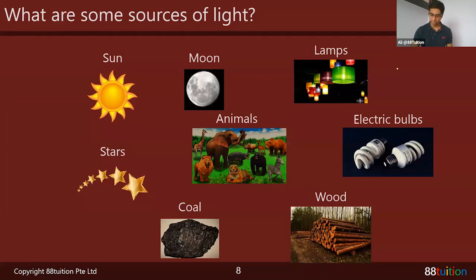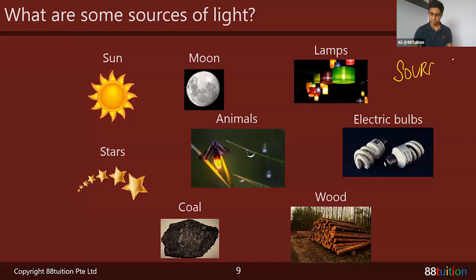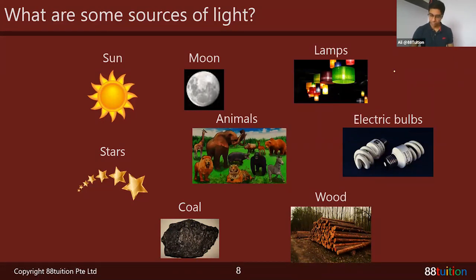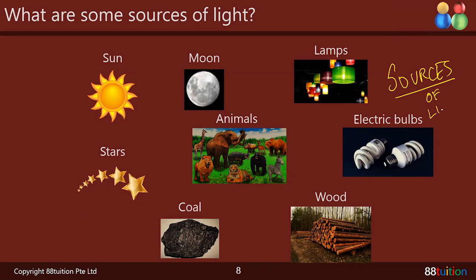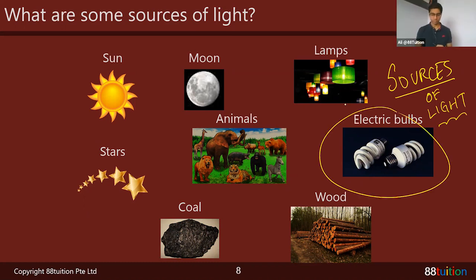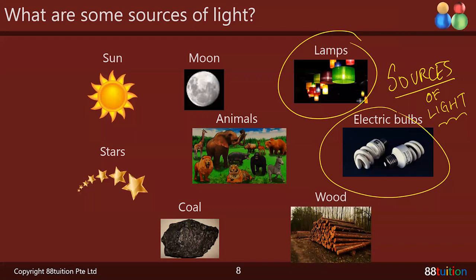So I'm going to write down sources. Since you are in P6, you should tell me what's the difference between a source and a non-source. The light bulb is a source of light. Okay, and what else? The lamps is a source of light. The sun is a source of light. The stars are a source of light.